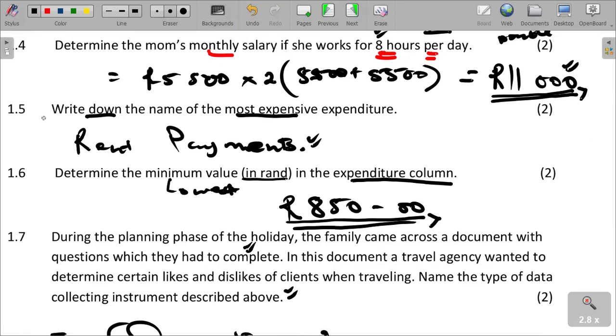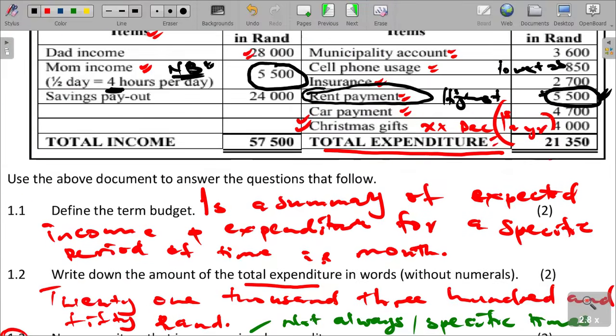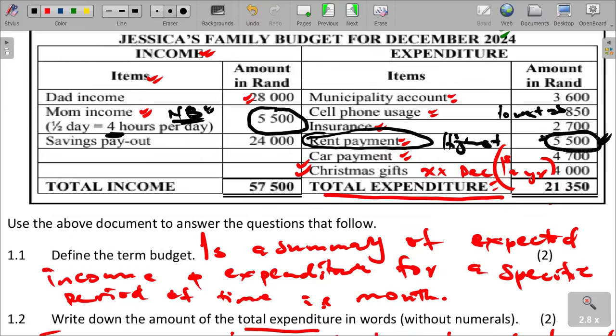So number 1.6, the minimum value in rents on the expenditure column is 850 rand, which is given there. We go on the column again, we see the lowest. So when you check, the lowest is also given there. The lowest is also given, which is 850. As you look on the expenses column, we are saying 850 is the lowest.